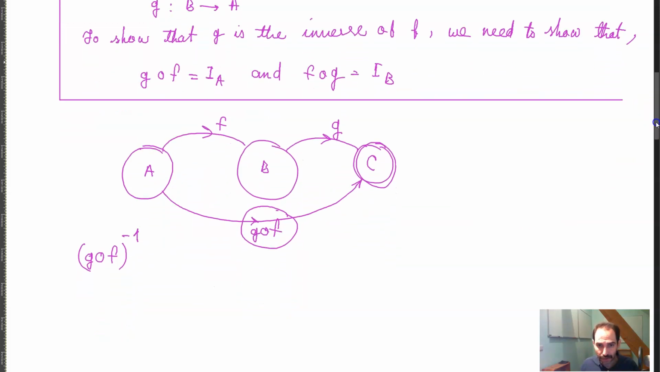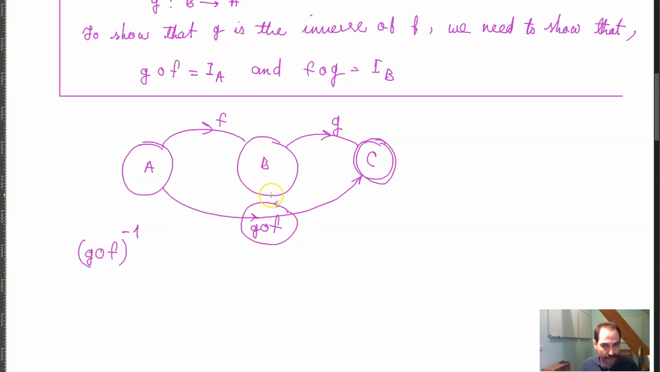So then, in order to show that (g∘f) inverse is the inverse of g∘f, I need to show, first, that (g∘f) inverse, meaning the function which is supposed to be the inverse, composed with the original function g∘f, is supposed to be the identity function on the domain of g∘f, which is A.